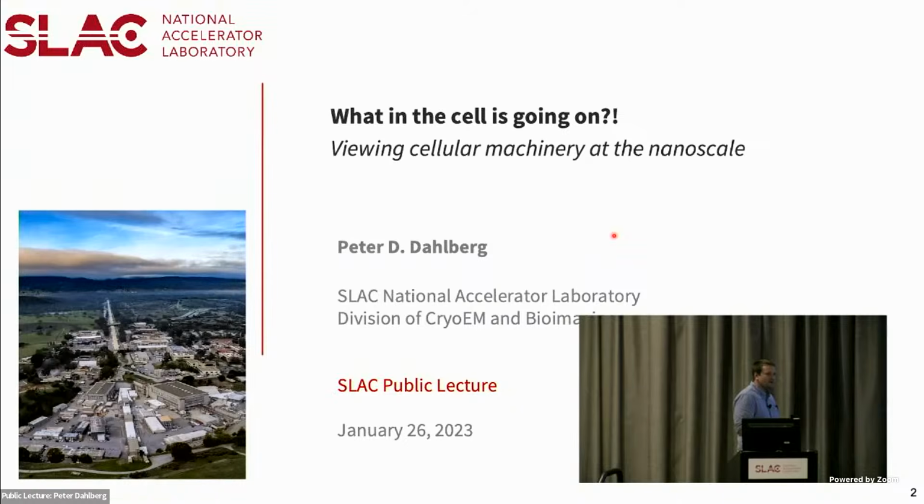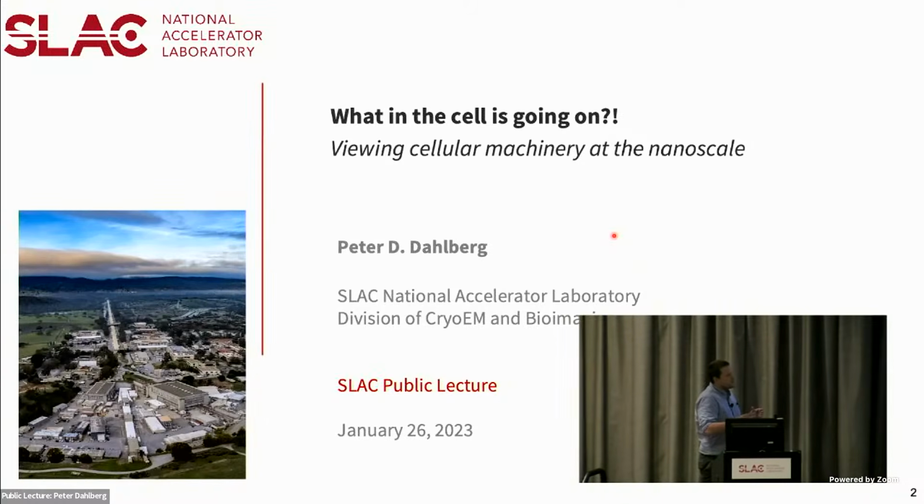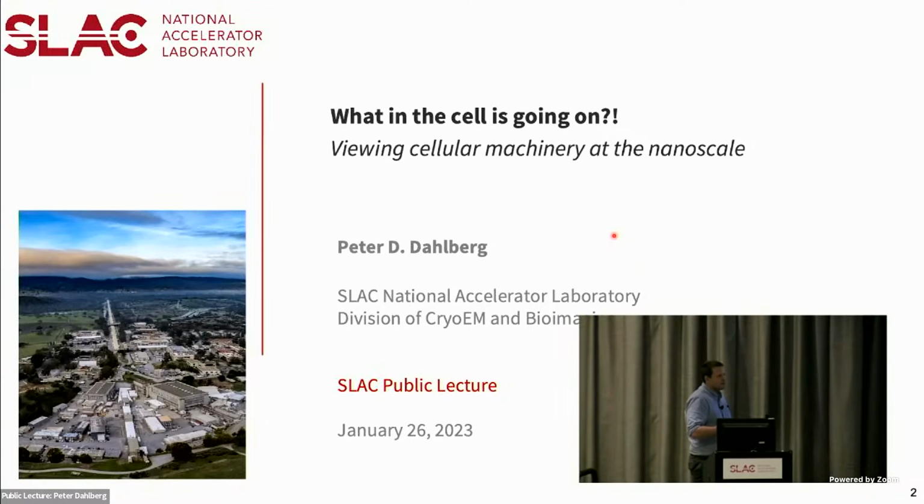But I can't go out and observe cells. I need tools. I need microscopes to magnify these cells so that I can observe them, try and understand how they function. Unfortunately, there's a fundamental limit to the resolution that I can obtain with a traditional light microscope. And that limit prevents me from seeing much of the inner workings of these cells that I care about.